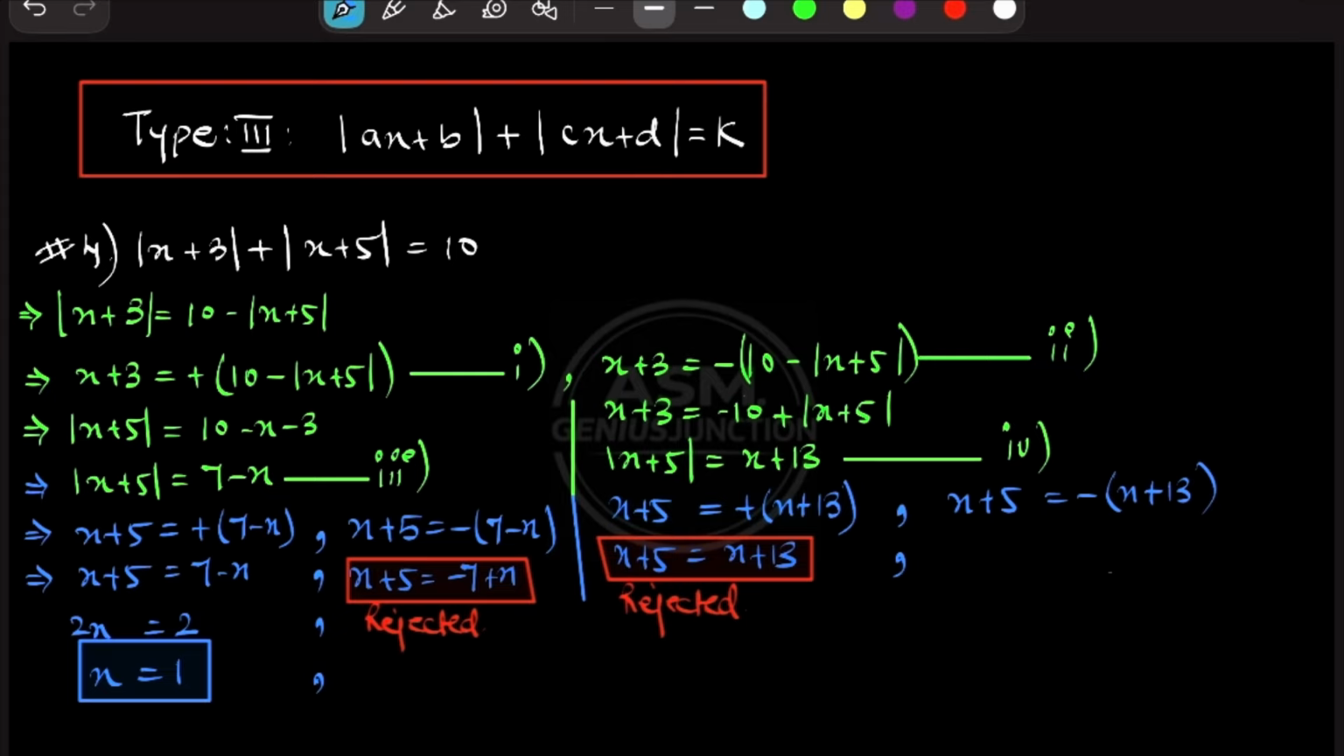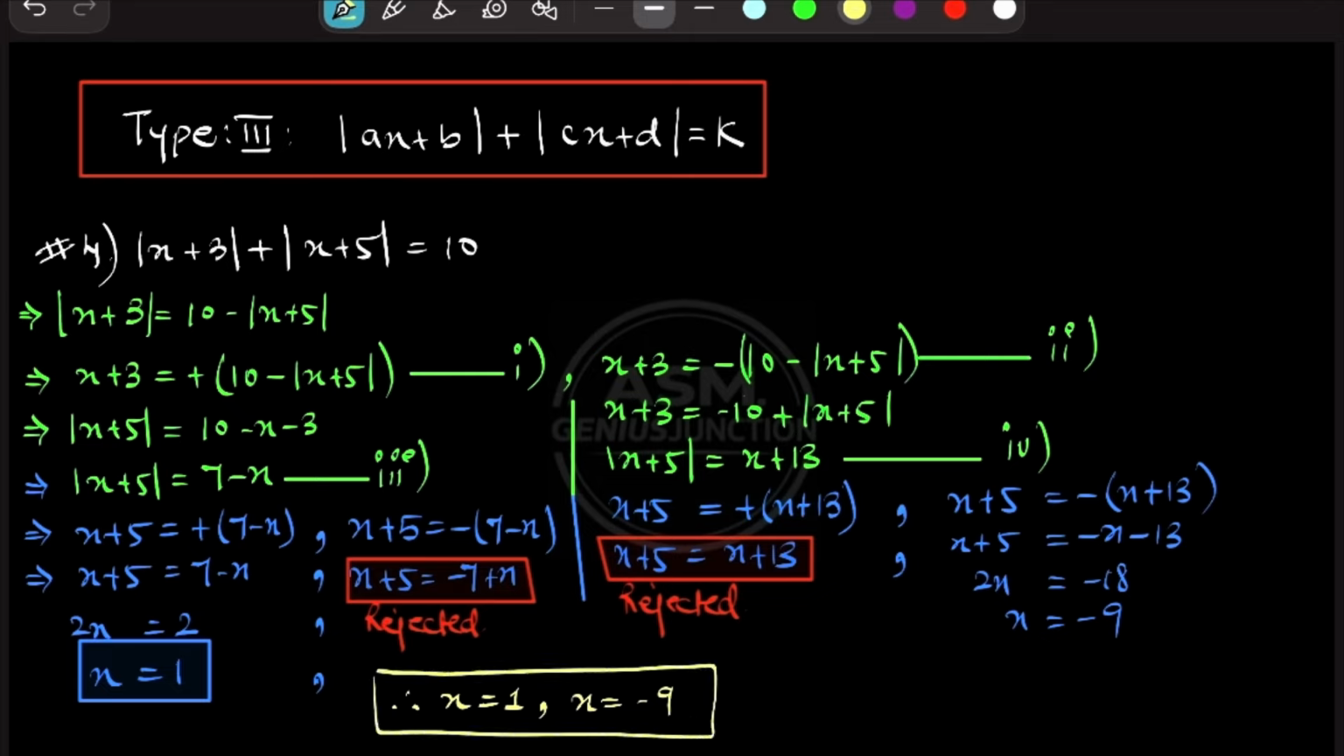Now we are going to have a solution of x plus 5. So x plus 5 is going to give me minus x minus 13. That gives me 2x equals minus 18. That gives me x equals minus 9. Okay. So I can say therefore x equals 1 and x equals minus 9 are the solutions, right?